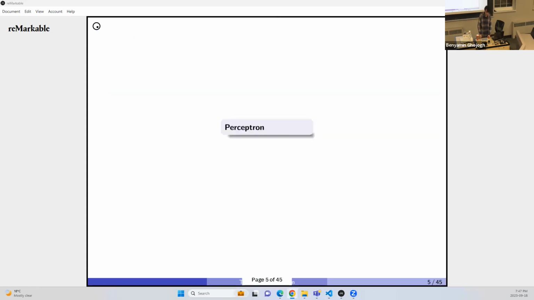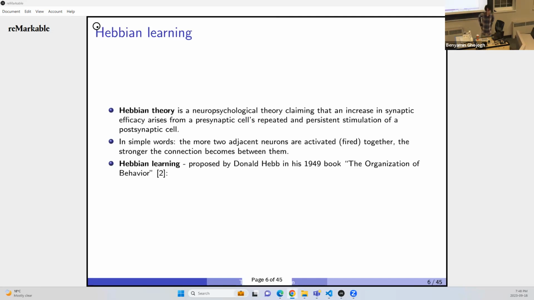So now we covered McCulloch-Pitts. Now let's cover the perceptron. I think you have heard of this a lot, the multilayer perceptron. So these are the fundamentals of today's deep learning. For the perceptron, you should first know Hebbian learning. Hebbian theory is a neurophysiological theory claiming that an increase in synaptic efficacy arises from a presynaptic cell's repeated and persistent stimulation of a postsynaptic cell. Forget these hard sentences. What does it mean? The more you repeat, the better you learn. The basis of muscle memory.